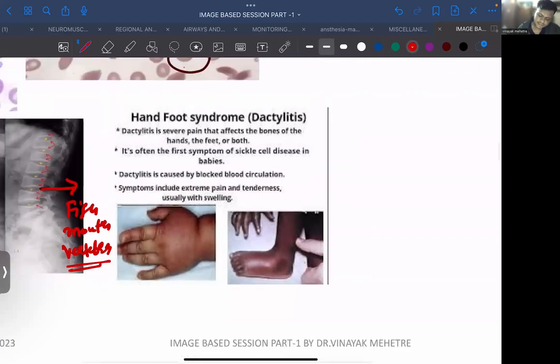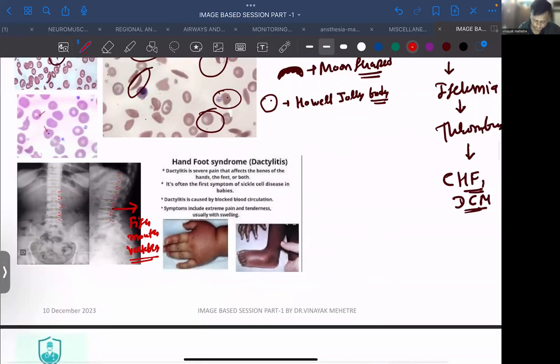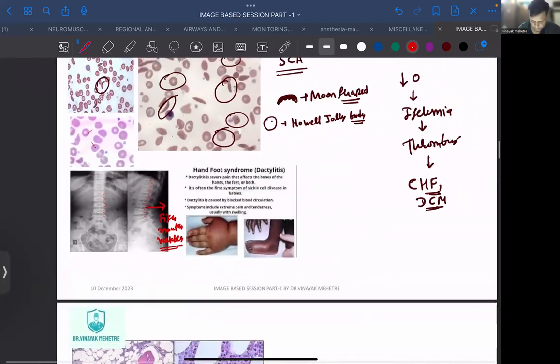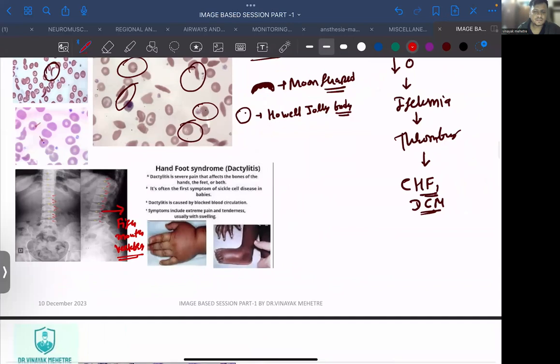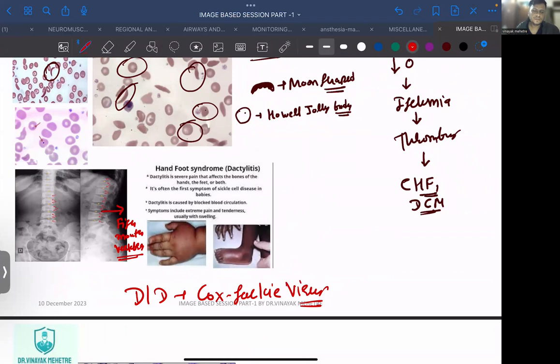What will be the differential diagnosis of this? Anyone? Which virus? The name of the virus is Coxsackie virus. Okay, name of the virus is Coxsackie virus. Yes, correct.